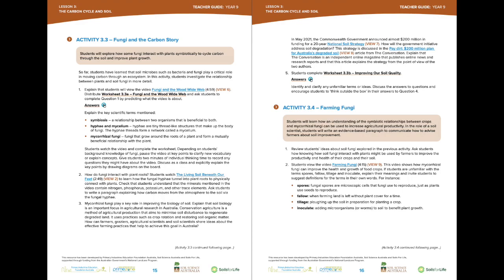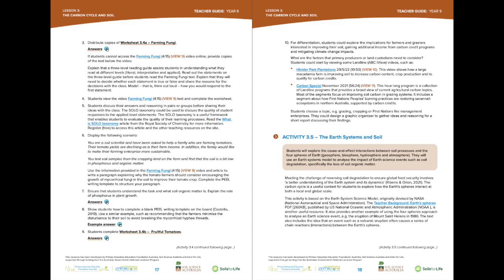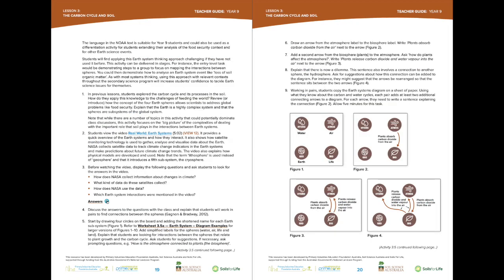In Activity 3.4, students gain insights into how knowledge of the mutually beneficial relationships between crops and mycorrhizal fungi can be leveraged to enhance agricultural productivity. In the role of soil scientists, students will communicate soil improvement advice to farmers. Concluding with Activity 3.5, students investigate the cause and effect relationships between soil processes and the Earth's 4 spheres. They will employ an Earth systems model to assess the consequences of Earth science events, such as soil degradation, with a particular focus on the decline in soil organic matter.